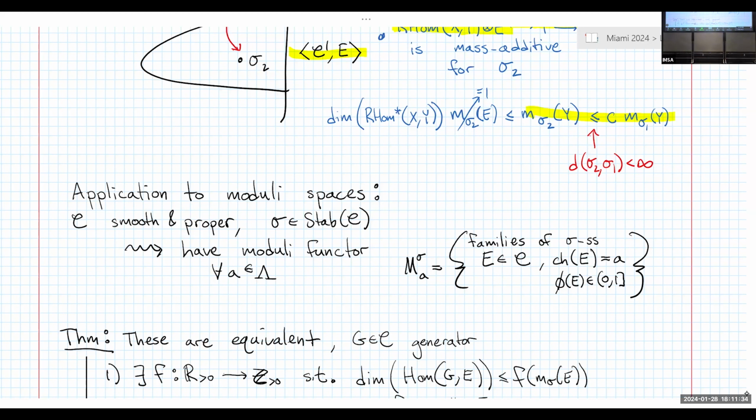If C is smooth and proper and you have a stability condition, then you have this moduli functor which classifies families of sigma semi-stable objects whose Chern character is A in this charge lattice, and you have to say the phase should be between 0 and 1, or else you have some ambiguity.